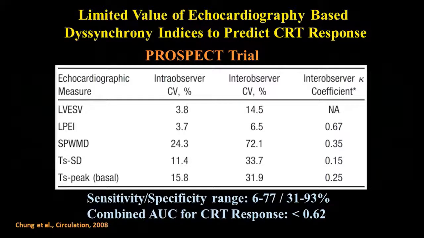So why does our mechanical dyssynchrony assessment not feature in our guidelines? As I said, most of the data on dyssynchrony evaluation has come from echo, and echo has poor reproducibility. This is data from the PROSPECT trial, which was published a year before I started fellowship, and there was a lot of excitement about dyssynchrony and CRT, and it was a wash. The reproducibility of the echo indices, all listed here, that you don't have to memorize, was really, really bad, and the combined accuracy to predict a CRT response was poor, 0.6.